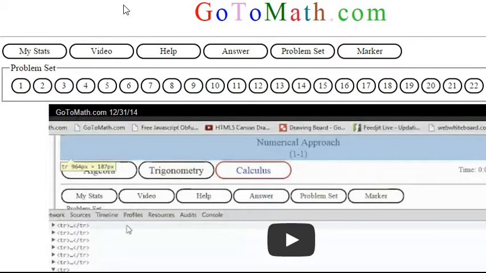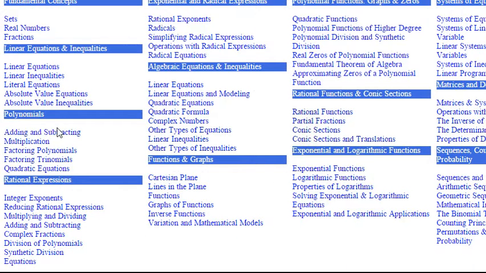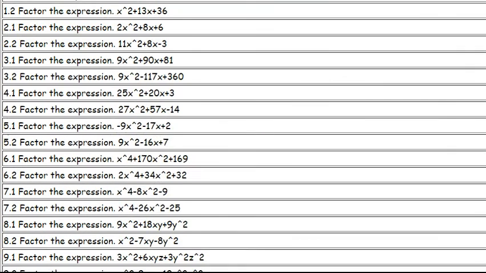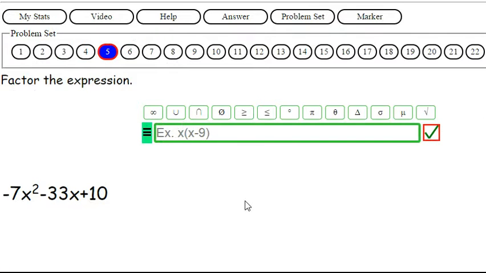Okay, we're over here at gotomath.com. Click on the algebra. Let's go down to factoring trinomials. And hopefully we'll get this one figured out. Let's see, we're doing 5.1, right? Yep. That's it. I almost did 5.1 in the last problem. Okay, so we got negative 7x squared minus 33x plus 10. This doesn't look too bad. The last couple problems have been terrible.